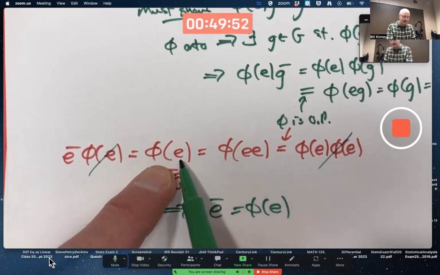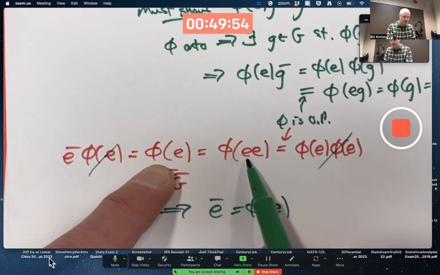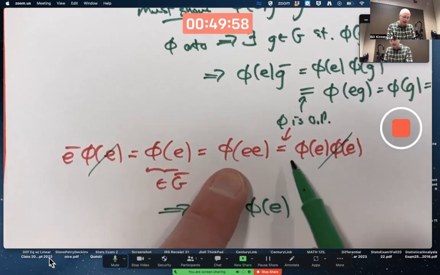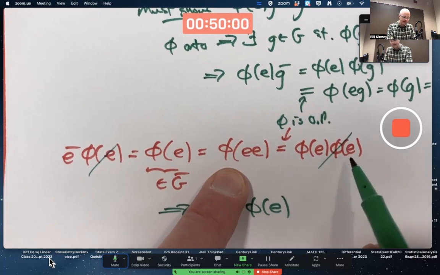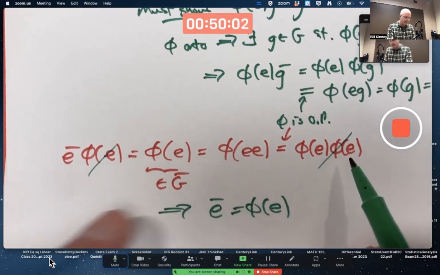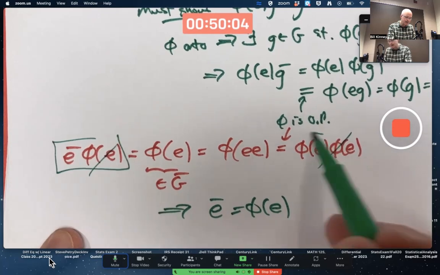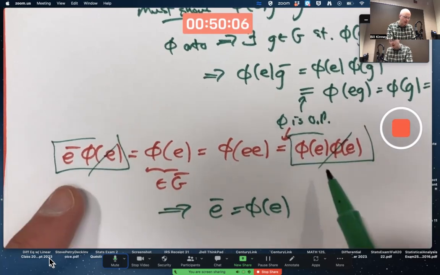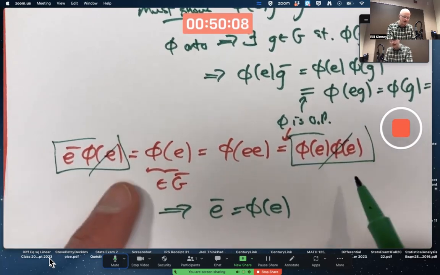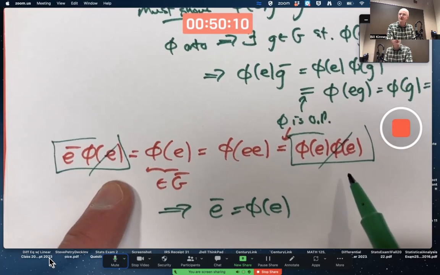E, being the identity of G, does equal E times E. And phi is operation preserving, so I can expand that like this. So I've got the equality of this with this. I'm trying to show phi of E equals E bar. Yeah, now do the right cancellation. But it's tricky. You got to think about it. You got to practice these kinds of things.